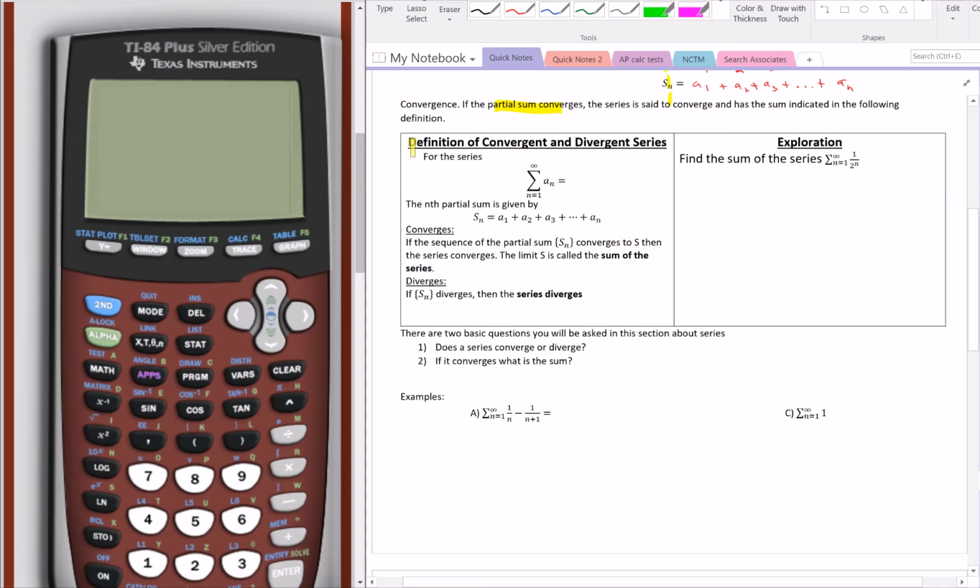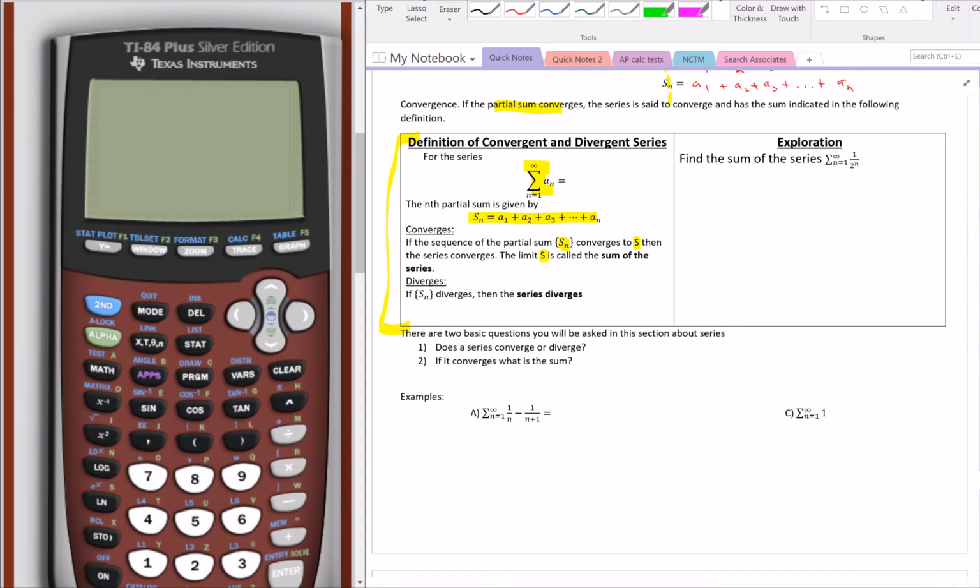The formal definition is here in this box. We have this series, and the nth partial sum is given by that same thing we just wrote up there: Sn equals a1 plus a2 plus a3 and so on. The series converges if the sequence of partial sums converges to S, and then that limit is called the sum of the series.